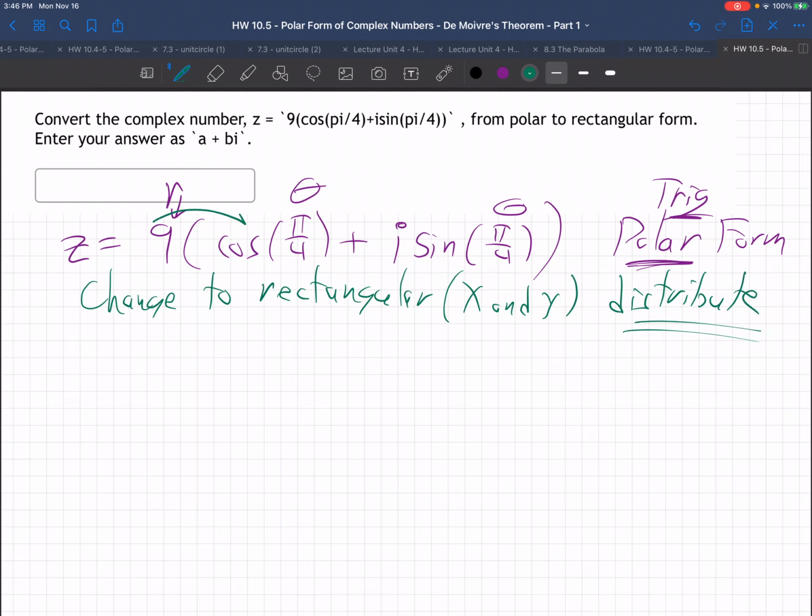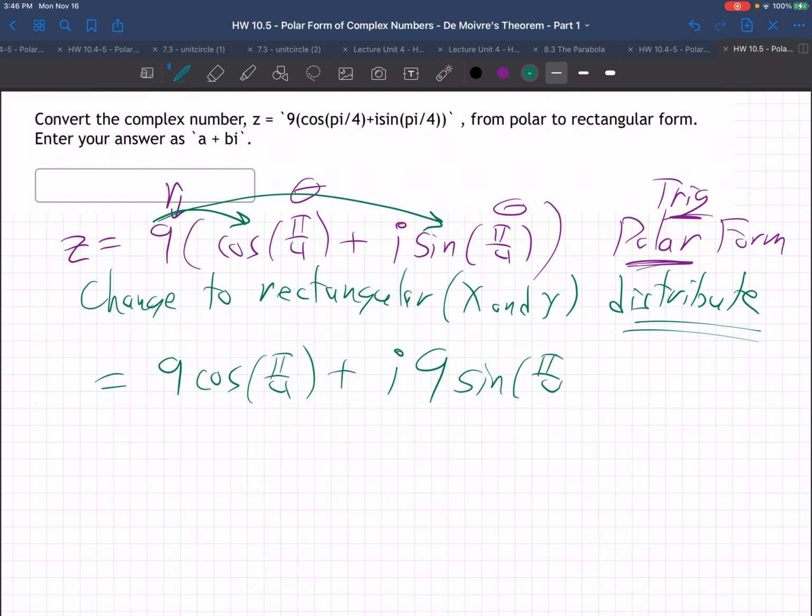So you take that 9 and distribute it. We get 9 cosine pi over 4 plus i times 9 times sine pi over 4. Now, they want decimal answers on this one. So you can just use your calculator, but make sure your calculator is in radian mode. Why? Because this is a radian angle. It's not degrees. I don't see any degree symbol.